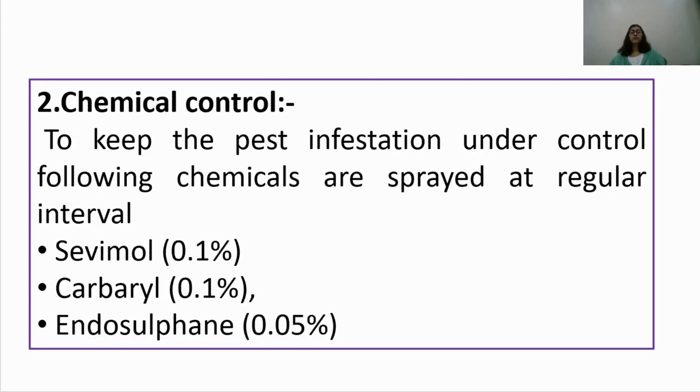Chemical control. To keep the pest infestation under control, the following chemicals are sprayed at regular intervals: Savimol 0.1%, Carbaryl 0.1%, Endosulfan 0.05%.